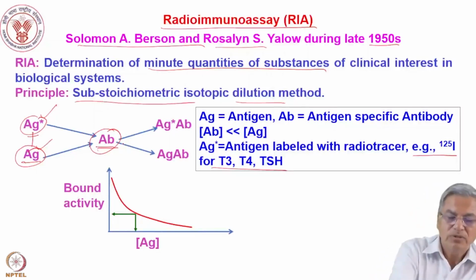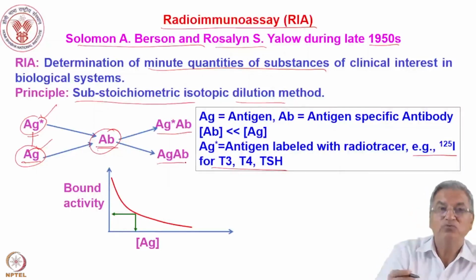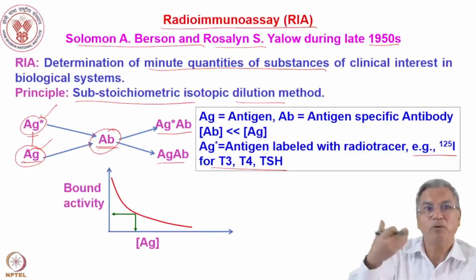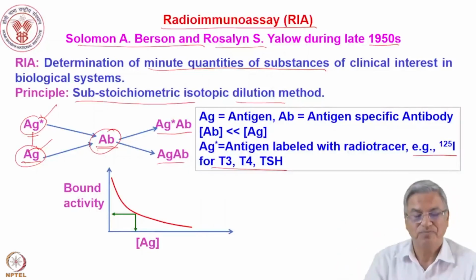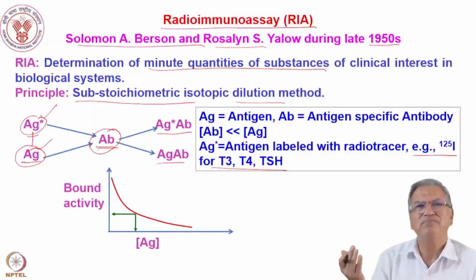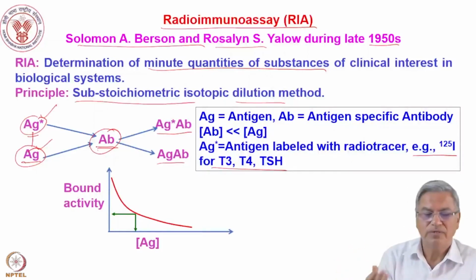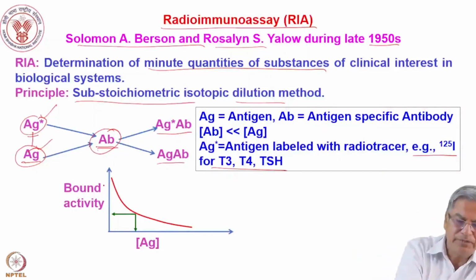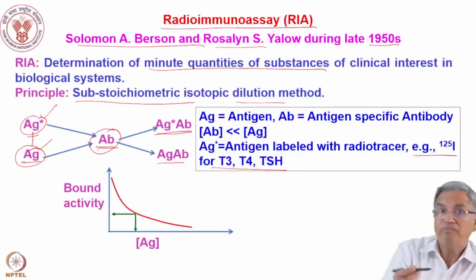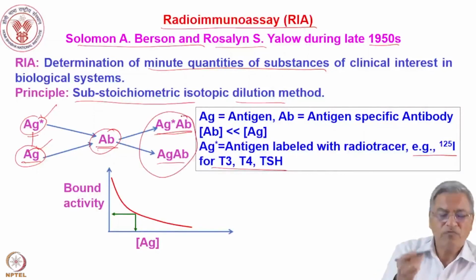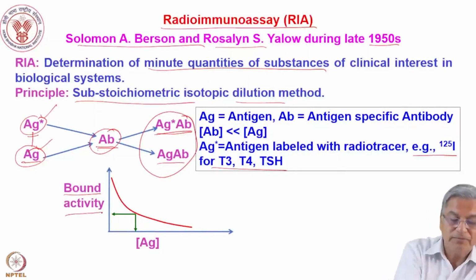And so later on, you can form a complex which you can centrifuge and count. So what you are doing now is counting the labeled antigen bound with antibody and finding out the concentration of antigen that is labeled. So in the total, what fraction of antibody is bound? That is called the bound activity.